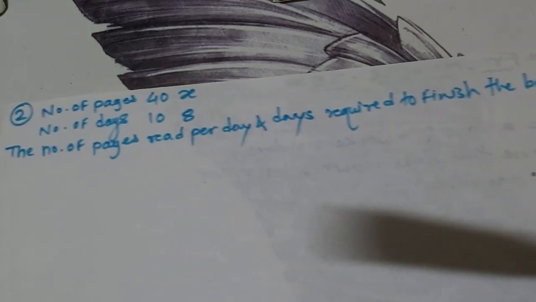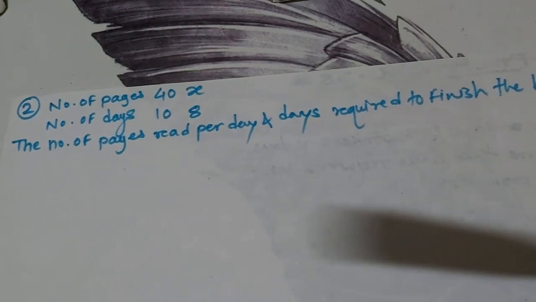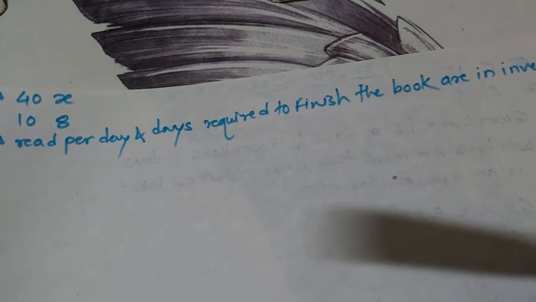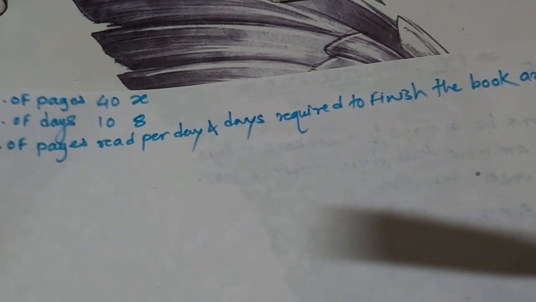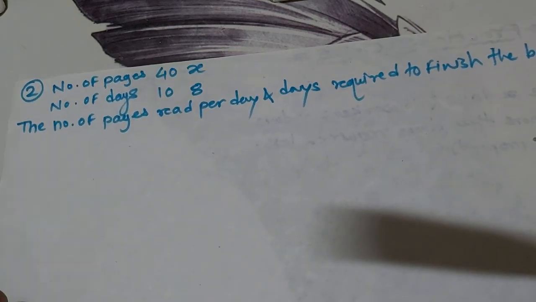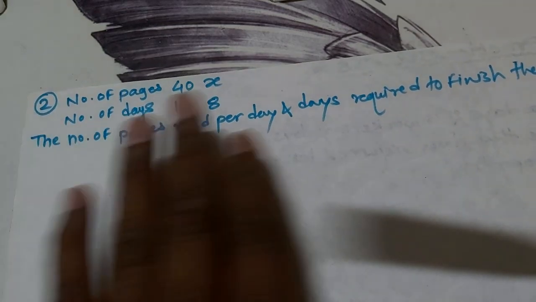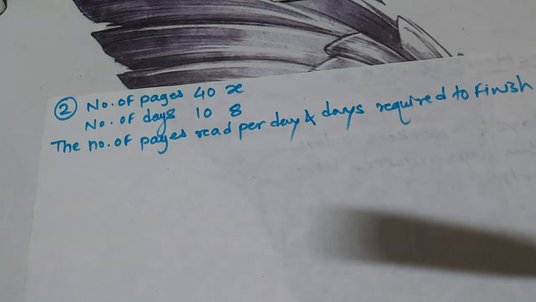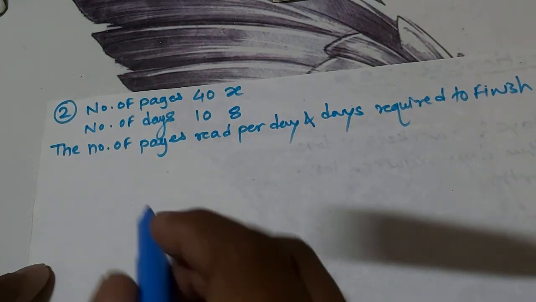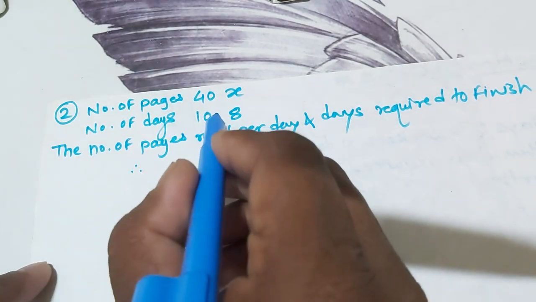Okay, see the sentence. The number of pages read per day and days required to finish the book are in inverse proportion. Okay, so now the sentence is important. You can use your own words. Now here we have to build our equation.